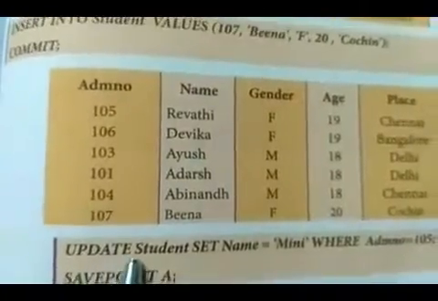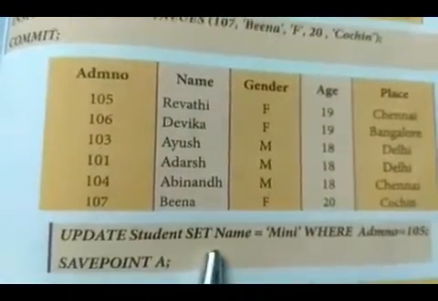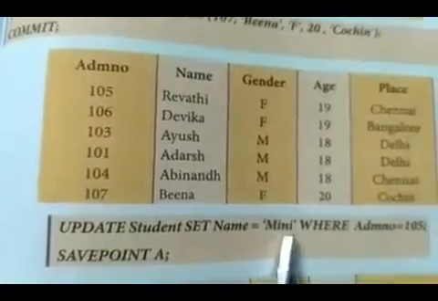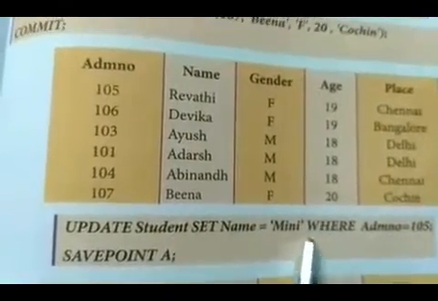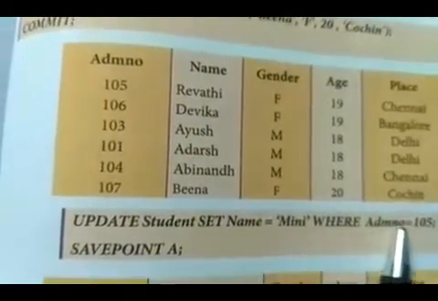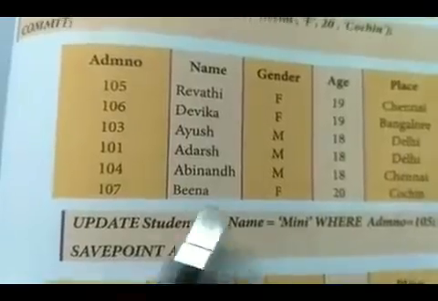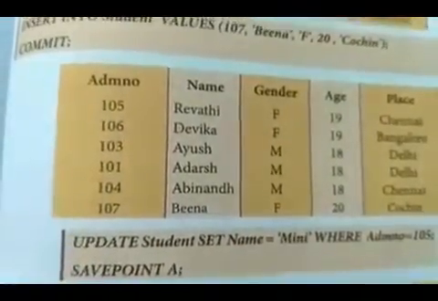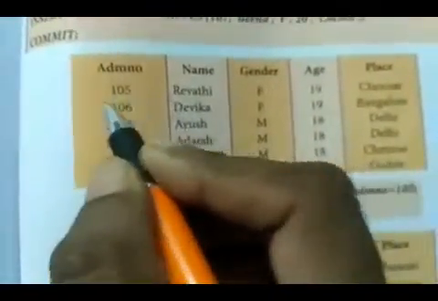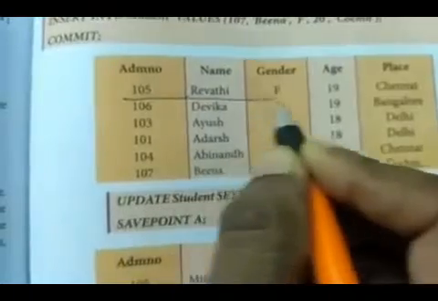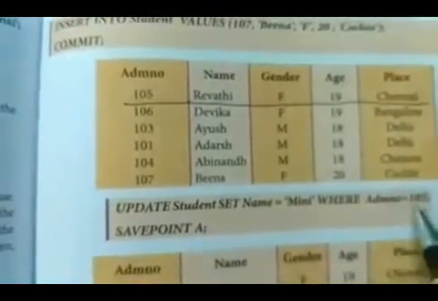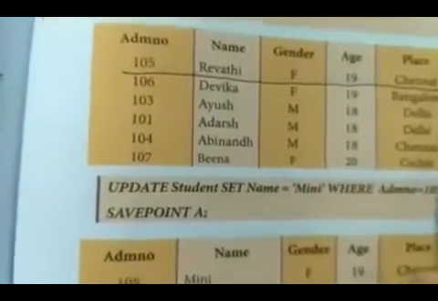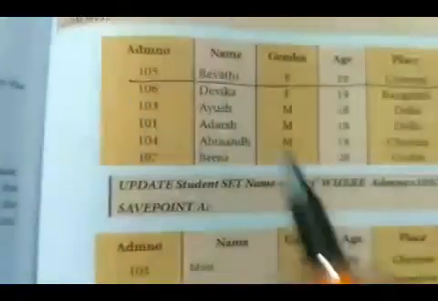Update. We are updating the student table. Set name equal to mini. For which record? Here we are using the where clause, where the admission number equal to 105. So which record is having the admission number 105? For that record, change the name column into mini. So here this is the record having the value 105. So the admission number 105 record got changed.